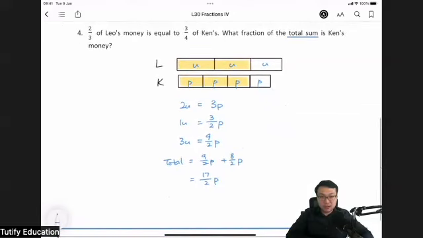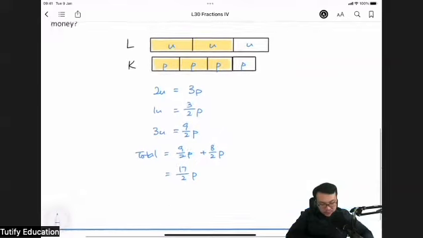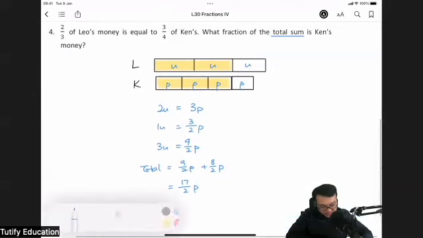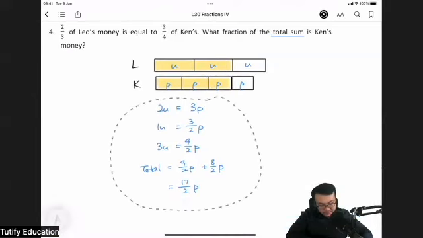Now the question is asking what fraction of the total is Ken's money? So we already know that Ken has 4 units. Sorry, 4 parts. 4 parts, right? And we already know that the total is 17 over 2. So the fraction that they want you to find, okay? Let's just make more space.